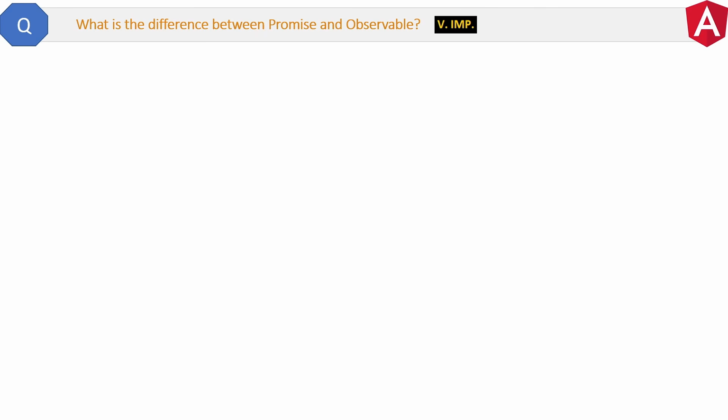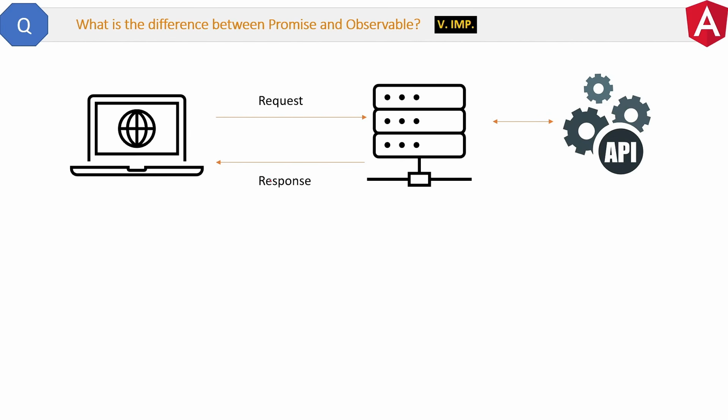Let me show you the working first. See, this is our system. Client will request data from Angular server and Angular server will request data from the API. Let's first see how the promise will work. Suppose we have huge data to be transferred from the API to the Angular server. For example, around 1 million records have to be fetched from the API, then this server will start receiving data from the API, and this will take some time to receive all the data from the API to the Angular server.